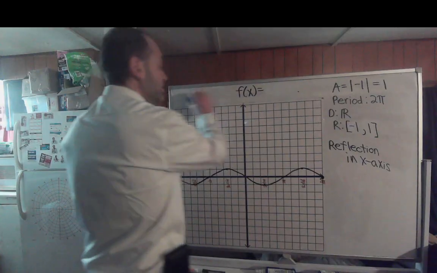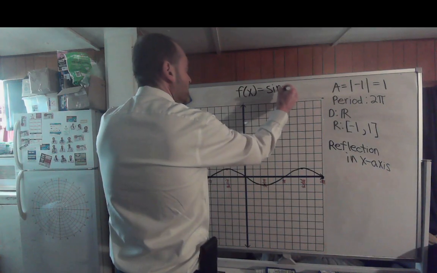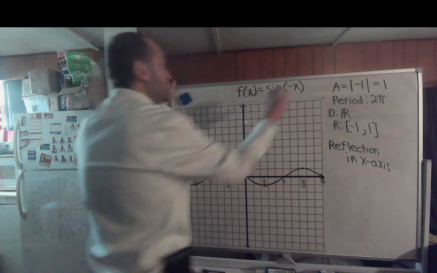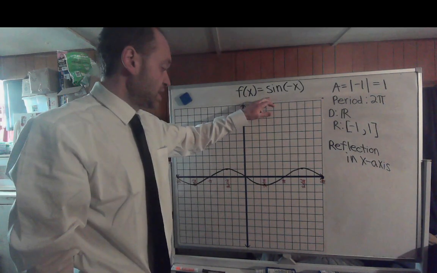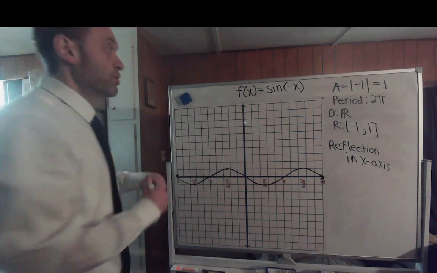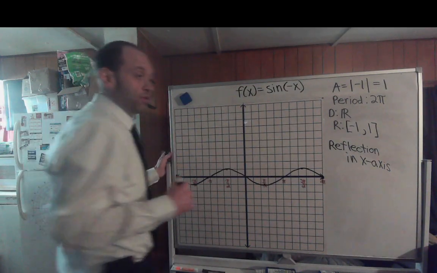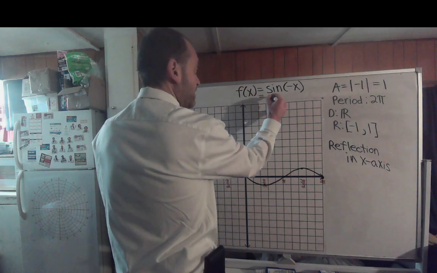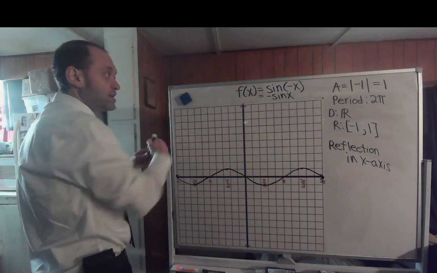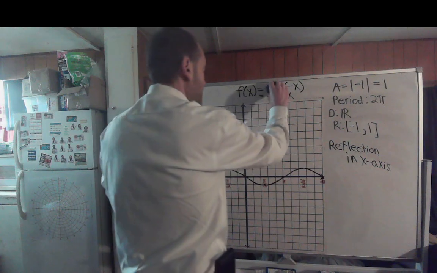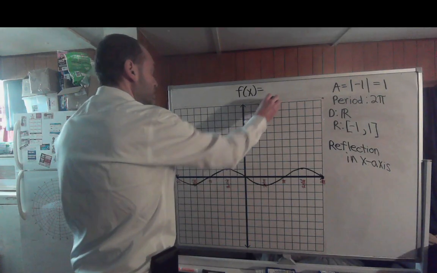Now, what if I did this? What if I decided to do the sine of negative x? You might be thinking that's a reflection in the y-axis, which in a sense you'd be right, but really what's true with the sine function? It's an odd function, right? So that means this would actually be the same thing as negative of the sine of x, which we just did. So that's how that would work if you had something like the sine of negative x.